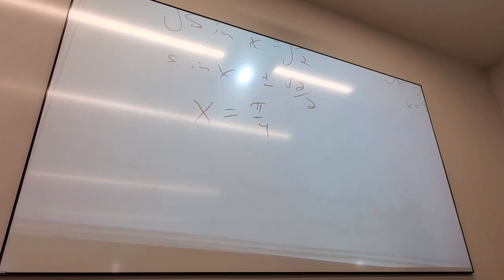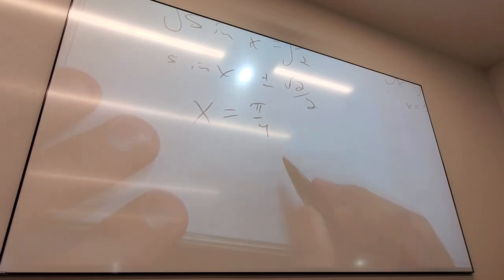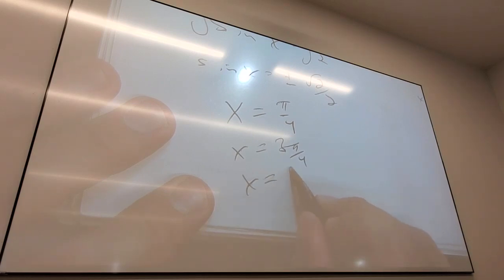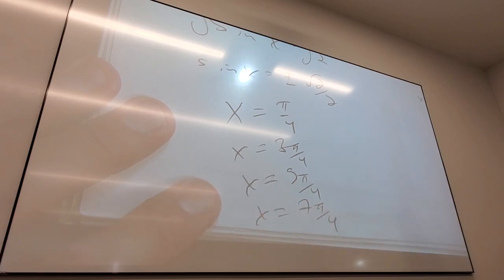Now I'm obviously not done for two reasons. That makes positive rad 2 over 2, but it also could be negative rad 2 over 2. And there's more than one place that makes positive rad 2 over 2, right? So what's another answer? 3 pi over 4. In fact, you're going to get all of them. 5 pi over 4, that'll make it negative. 7 pi over 4, and that'll make it negative.